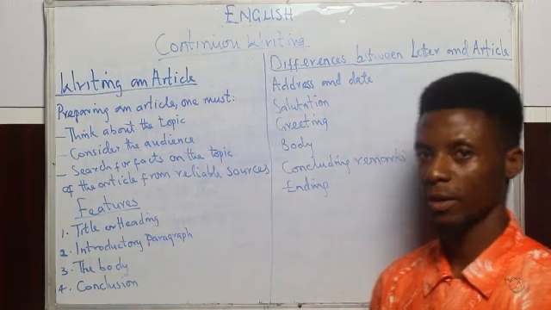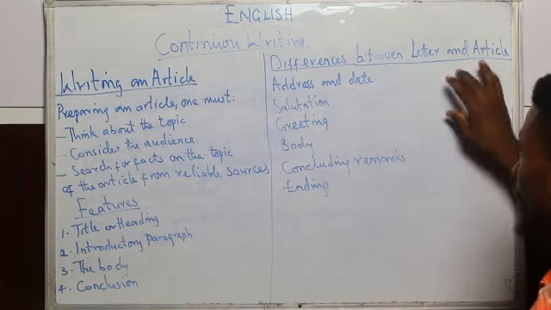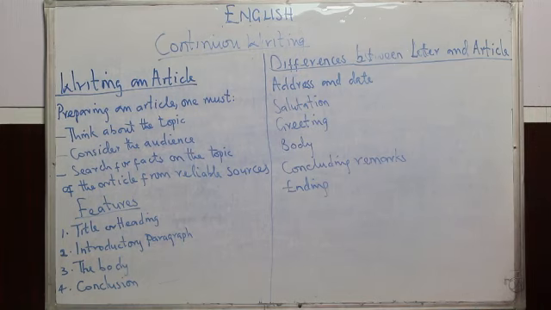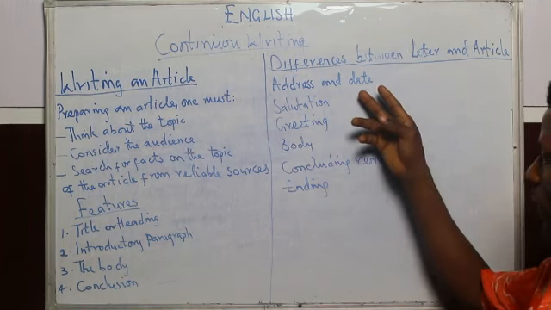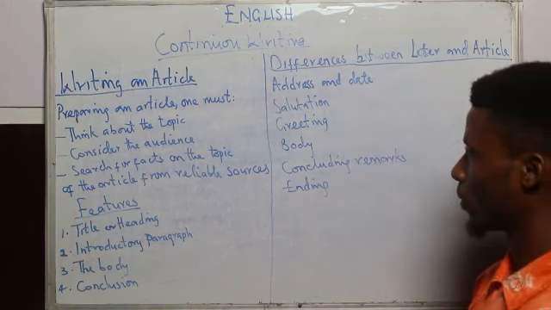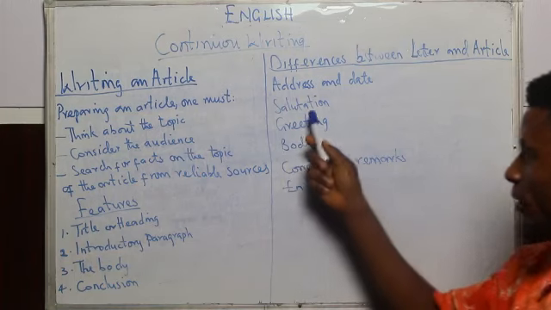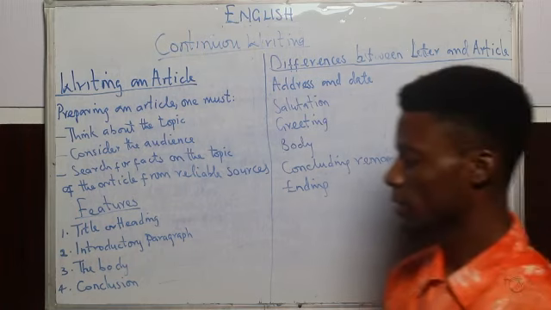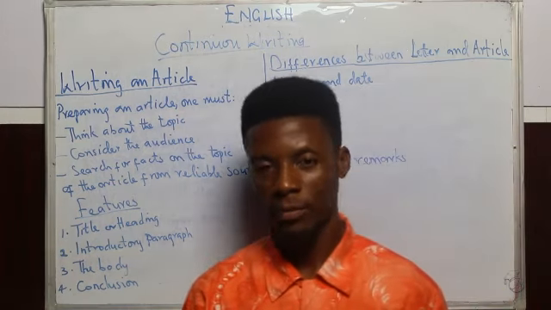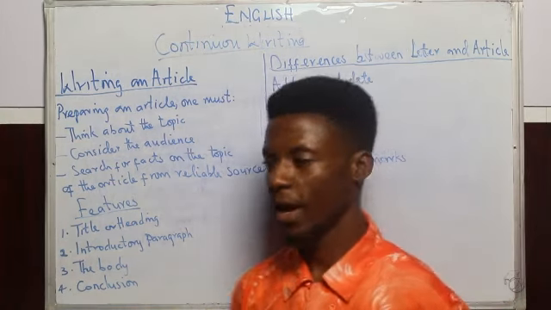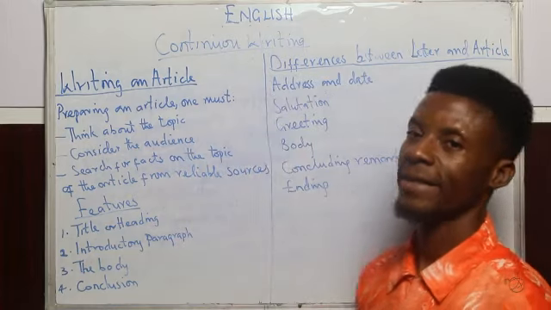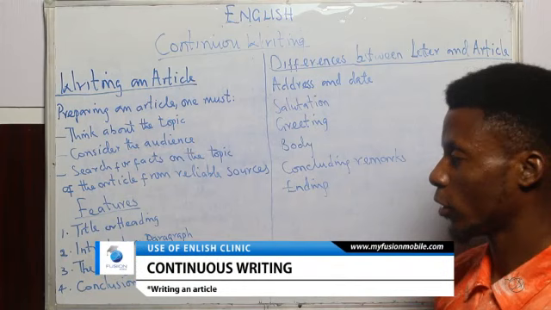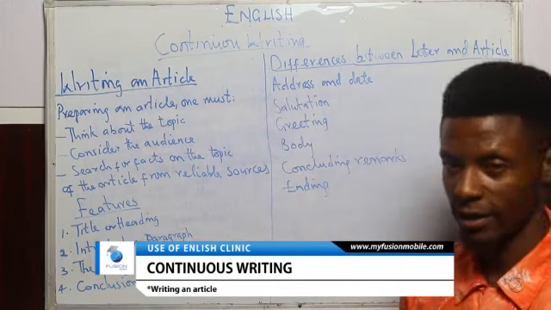Further, we are going to be discussing the differences between a letter and an article. We have the features listed on the board. We have address and date. We have salutation, greeting, body, concluding remarks, and ending. In a letter, we have address and date. But in an article, we do not have address or date.